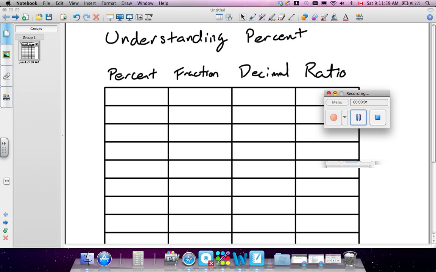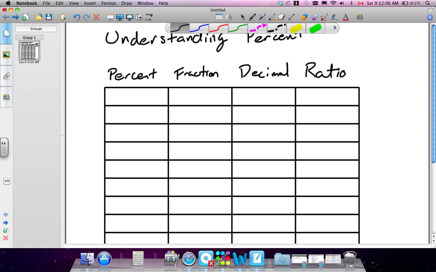So what we're going to do is go over percents, fractions, decimals, and ratios while understanding a percent. On the page I gave you, the first question says 2%. We're going to learn how to change percentages into fractions, then from the fraction to the decimal, and then we're going to talk about how ratios are related to that.